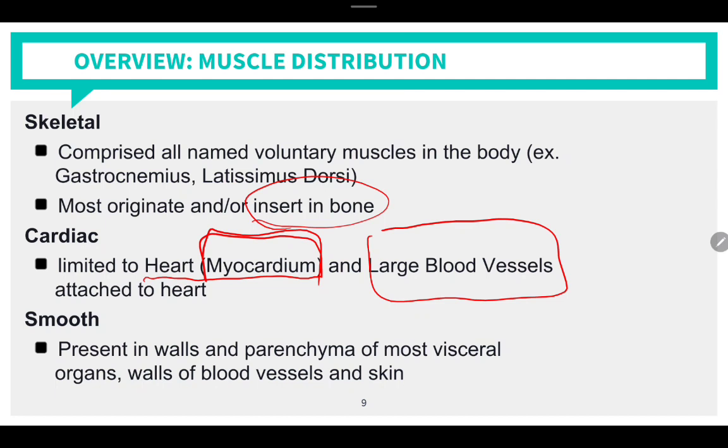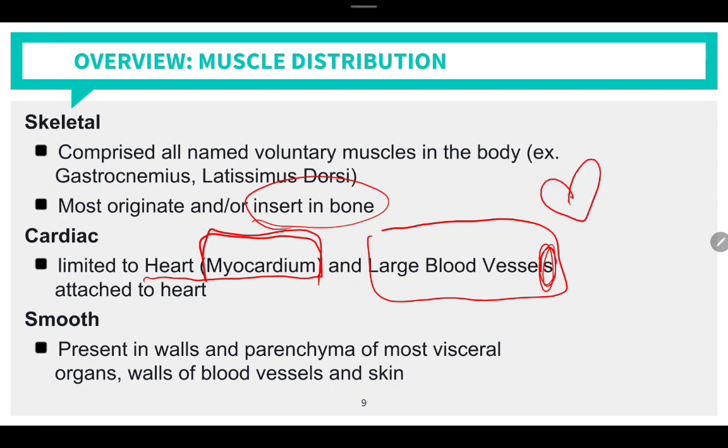Because the cardiac muscle is only limited to the heart, which is tawag sa muscle doon sa heart is myocardium. And then the large blood vessel in the heart. Anong klaseng blood vessel yon? Your superior vena cava. So meron pa kasing blood vessels po ito. So you need to search and check kung ano po yung mga large blood vessels na nandyan sa heart. Basta pag sa heart, cardiac.